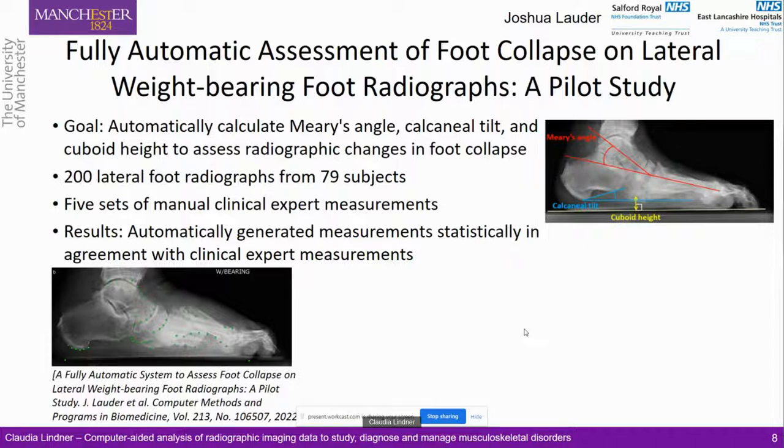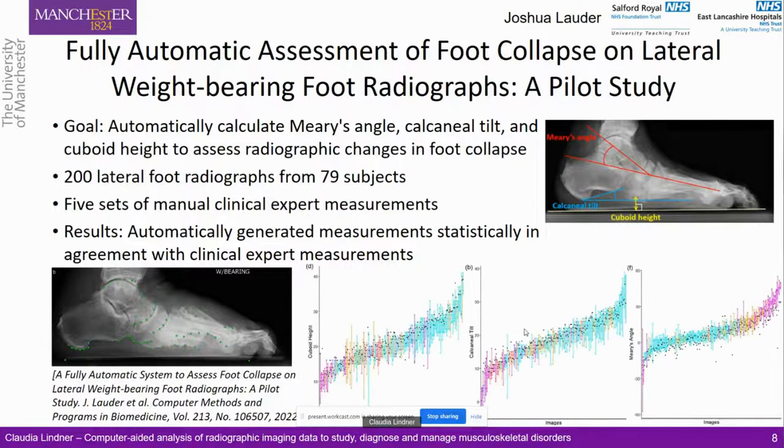And just to visualize these results, I've got these additional plots here, where on the left, we've got cuboid height, in the middle, calcaneal tilt, and then Meary's angle on the right. The x-axis of these plots are the images, and then the colorful lines in the columns represent the spread of the manual annotations per image. And then I hope you can see the black dots, which represent the automatic results of our system. And I hope you can appreciate that our system did well in terms of predicting measurements which are within the spread of the manual clinical expert measurements.